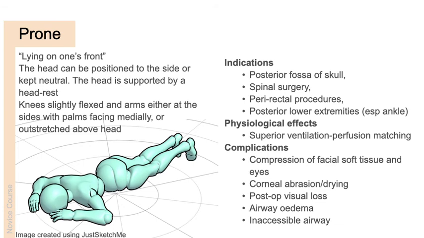Also have to think about where your wires are, and when you turn a patient 180 degrees, that they're not either falling underneath the patient or becoming twisted or having traction put on them. We will typically put our ECG monitoring dots on the patient's back, as long as that's not interfering with the surgical field. So indications for this would be any operations sometimes on the posterior fossa of the skull, spinal surgery, some perirectal procedures, and operations on the posterior lower extremities, especially thinking about ankle surgery.